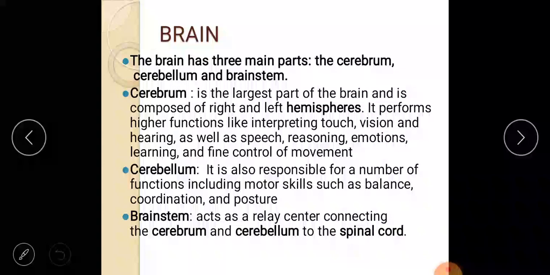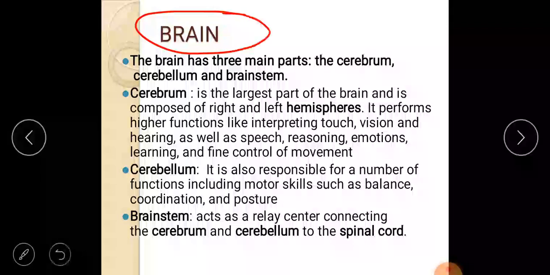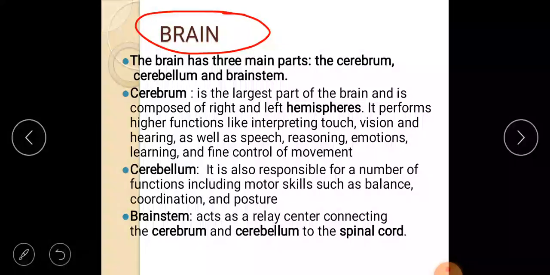A very important part of the nervous system is the brain. Let us know what the brain is. Brain is a very soft and delicate organ of our body, which is present inside our skull. Even inside the skull, there is a cavity, a region known as the cranium. It is present inside the cranium.